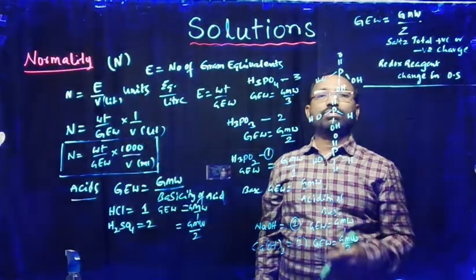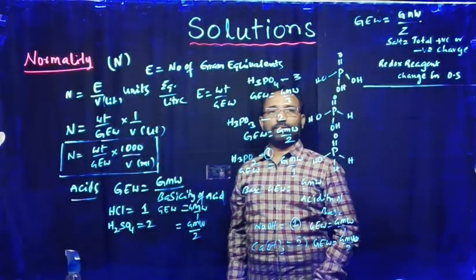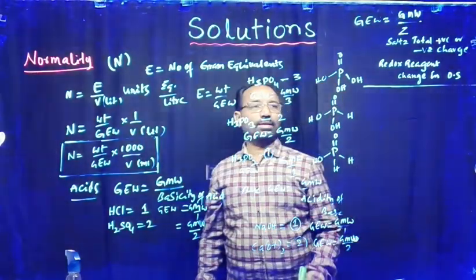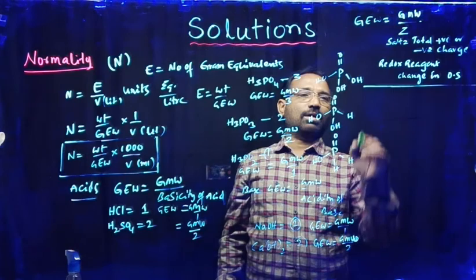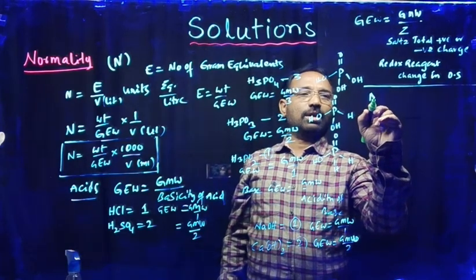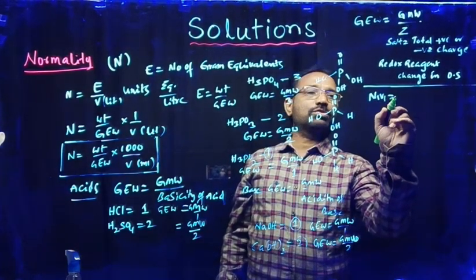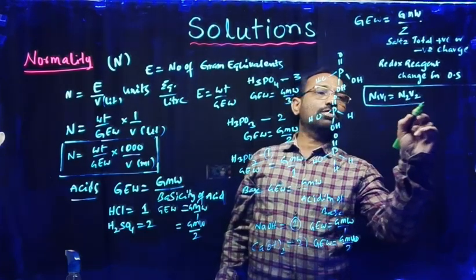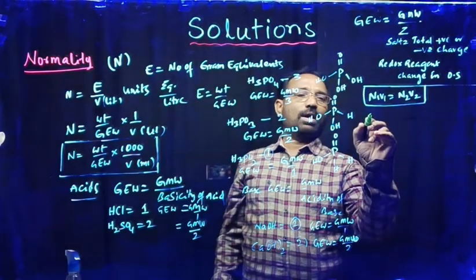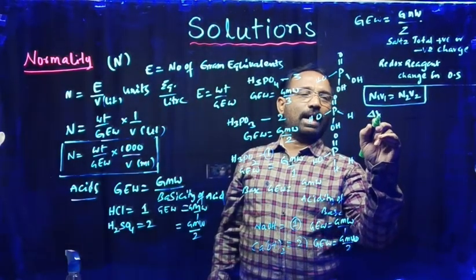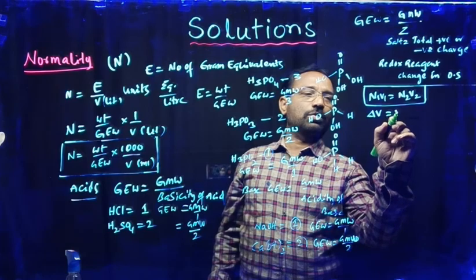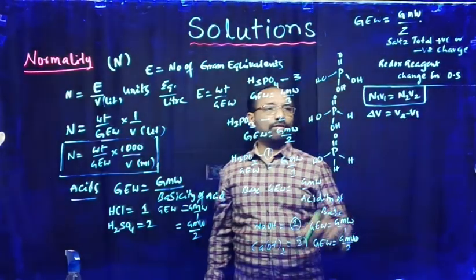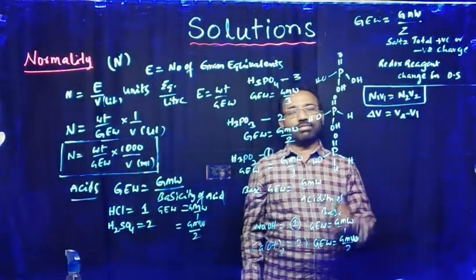You have already studied this in the first year in the stoichiometry chapter. Next, in case of normality, here also we can apply the dilution law: N1V1 equals N2V2. Similarly, the amount of water to be added, delta V, equals V2 minus V1. Everyone should remember this equation.